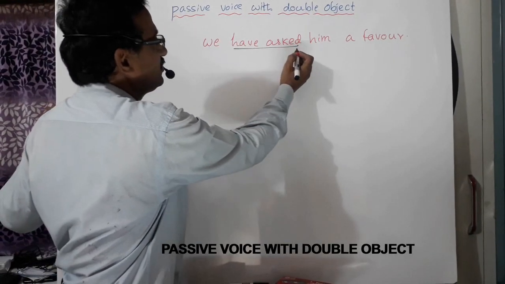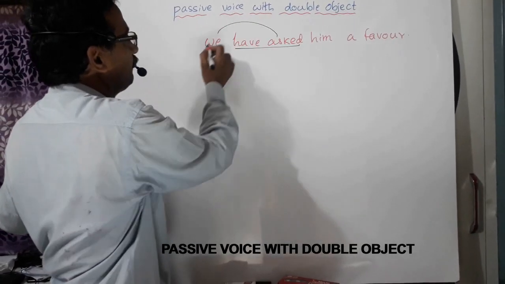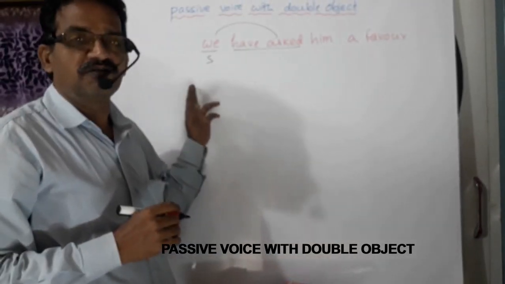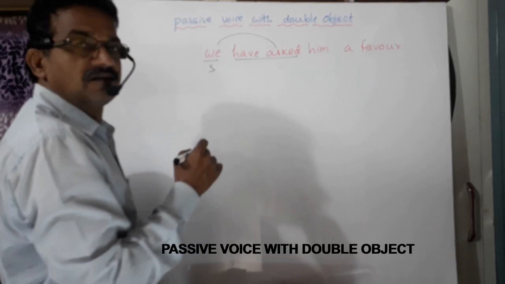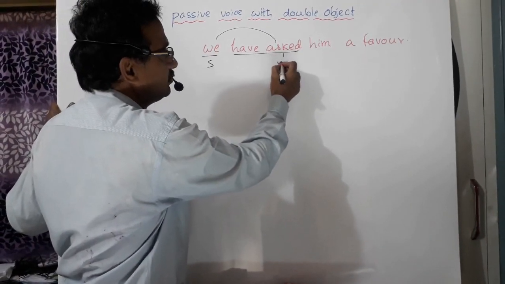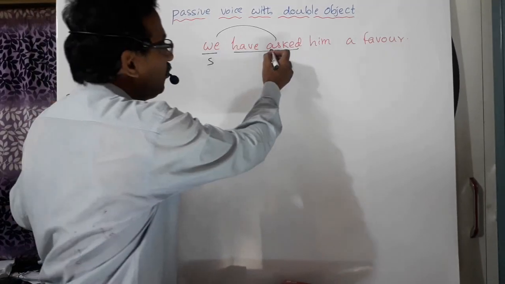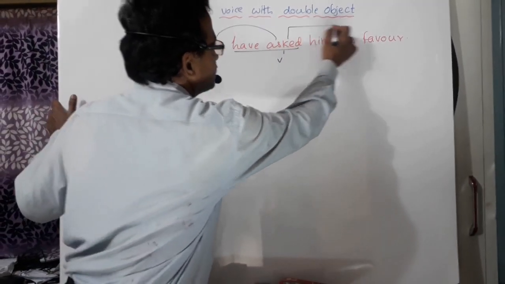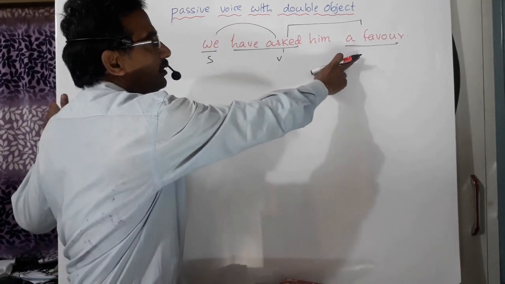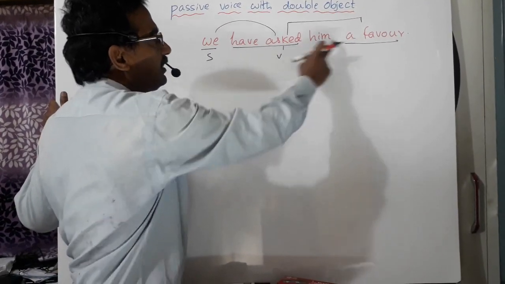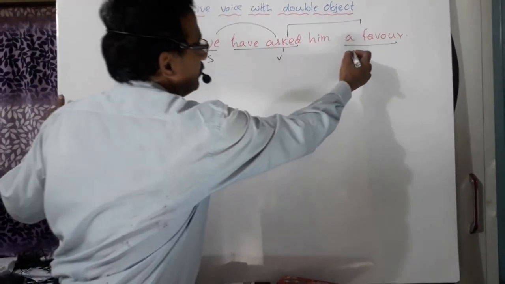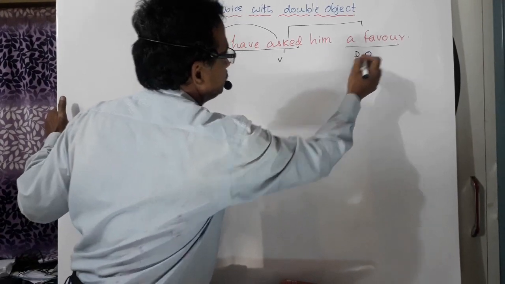So let us see: we have asked him a favor. Asked. Who is the performer of this action? We. This is the doer of the action. The performer of the action is known as the subject. What is the action? The word is the verb, asked. What did we ask? We asked a favor. This noun is directly related to the verb asked. So this is called the direct object.